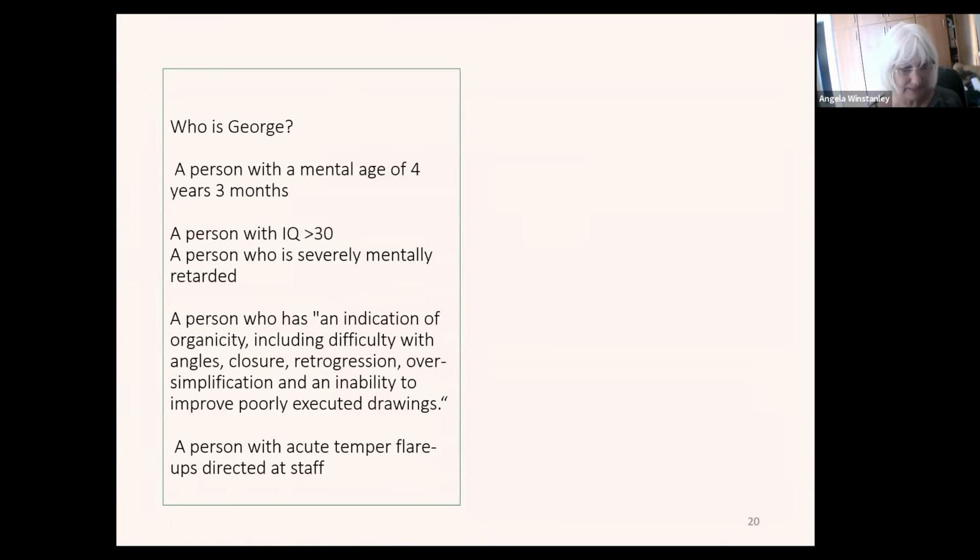So here we have a little case study. Who is George? George is a person with a mental age of 4 years and 3 months. He's a person with an IQ of 30, so profoundly learning disabled. And in these terms, it says severely mentally retarded. Not a term that I would use these days, but in those days, yes, it would be. A person who has an indication of organicity, including difficulty with angles, closure, retrogression, oversimplification, and an inability to improve poorly executed drawings. And a person with an acute temper and flare-ups directed to staff. So there's our description of George.